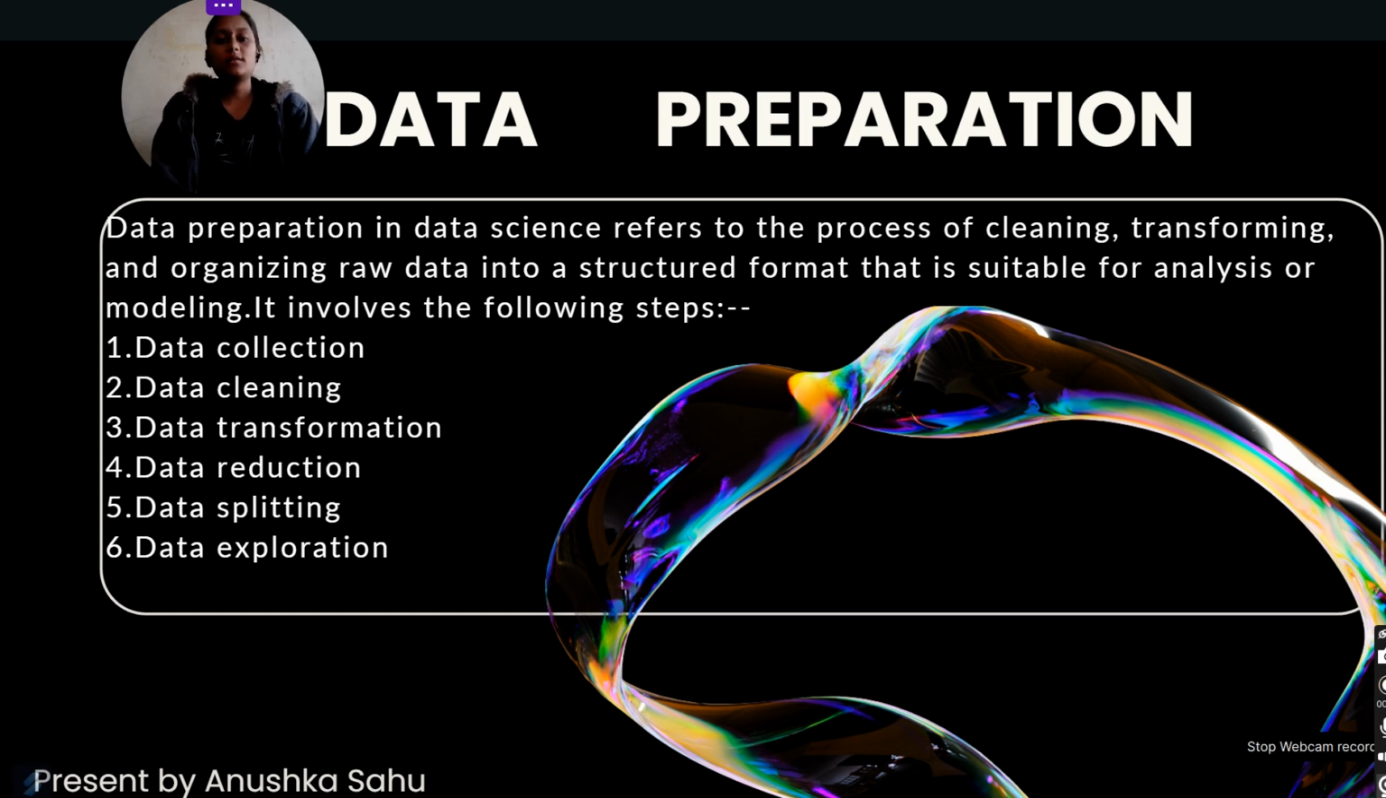Now, let's discuss what is data preparation. Data preparation in data science refers to the process of cleaning, transforming, and organizing raw data into a structured format that is suitable for analysis and modeling. It involves the following steps. First is data collection, second is data cleaning, third is data transformation, fourth is data reduction, fifth is data splitting, and sixth is data exploration. Now let's discuss these steps one by one.